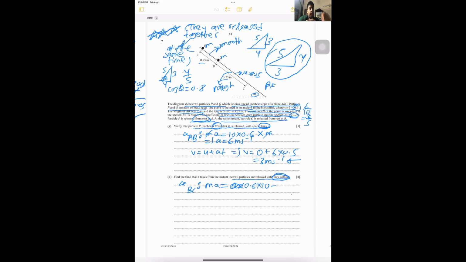R is equal to the cos component of the weight. Just find it out for one, it's the same for both. We're just finding the acceleration of each particle in the plane BC. So the R will be, that's why I actually told you that the cos component is required. So m into 10 into 0.8.